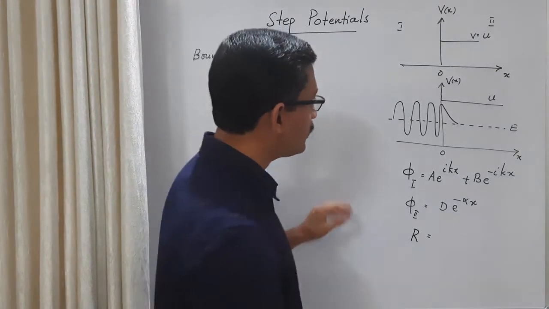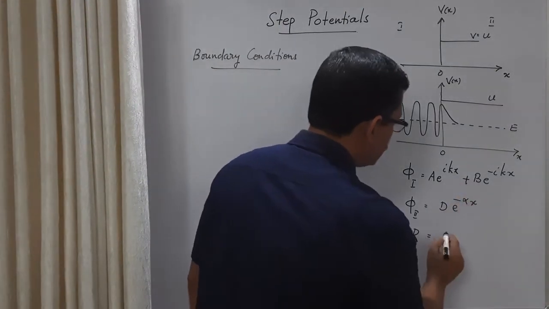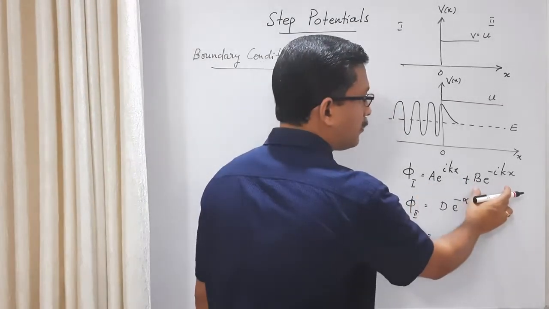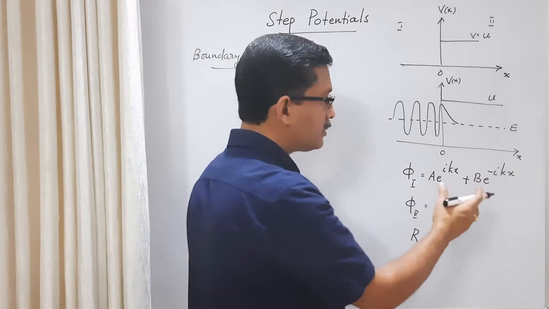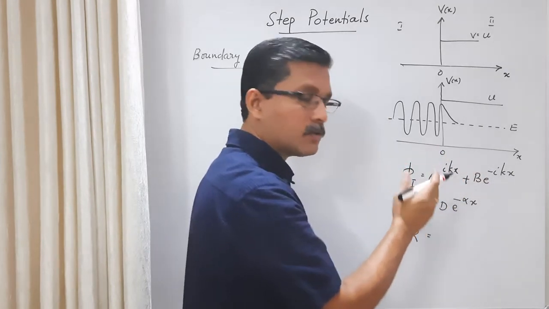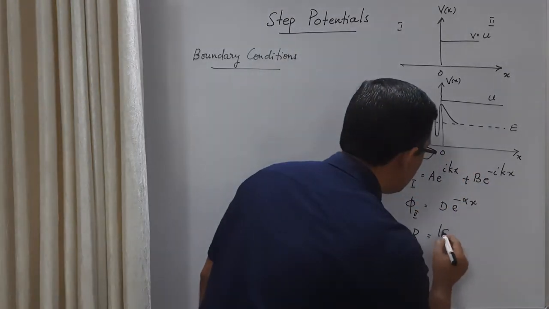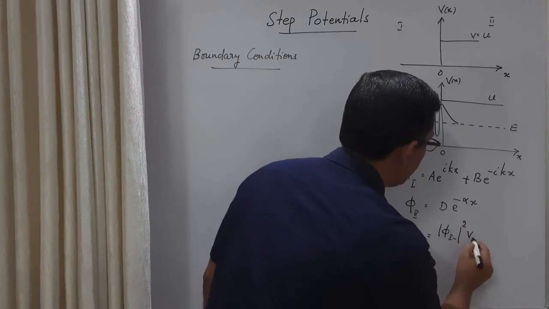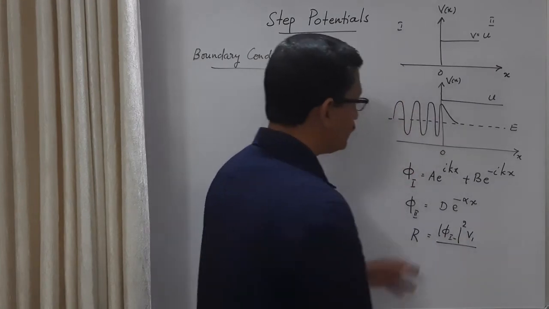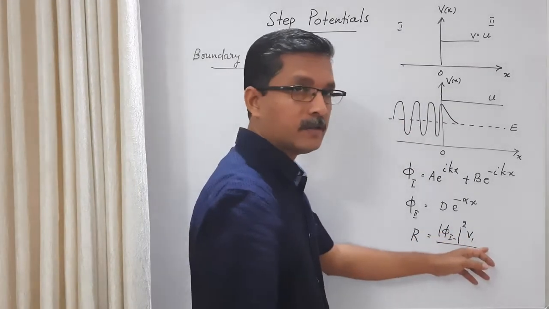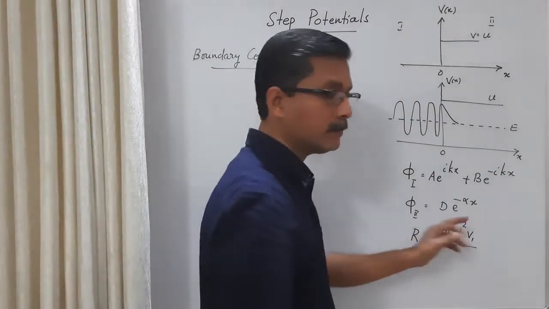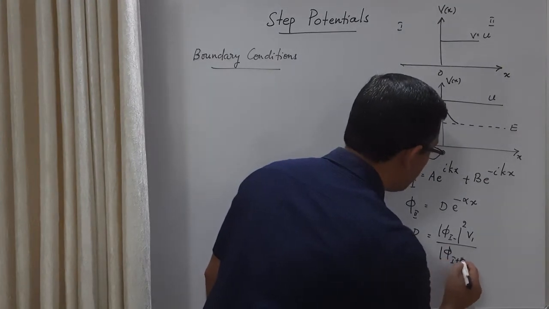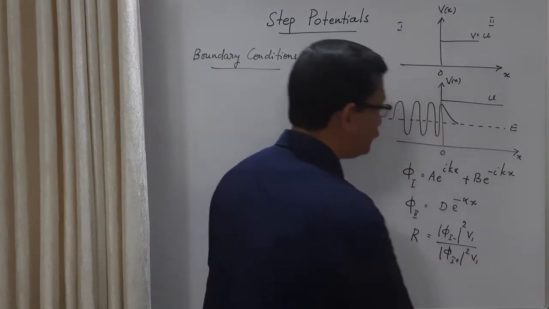So what is the reflected wave? This is the reflected wave. Let's call this phi1 plus, and this phi1 minus. So the reflection probability is mod phi1 minus square v1, the intensity of the reflected wave, divided by the intensity of the incident wave, which is mod phi1 plus square v1.